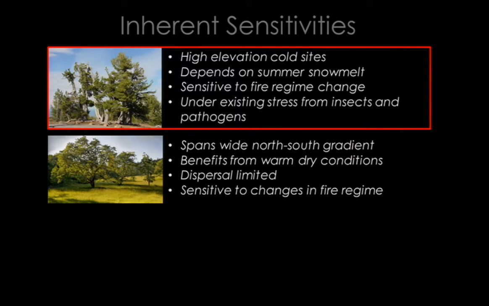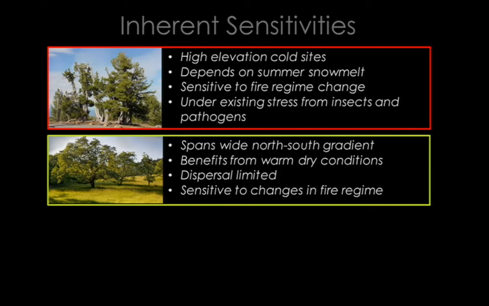Oregon white oak has a fairly wide geographic distribution, north to south. So that's helpful because it's already adapted to a range of temperature conditions. It actually benefits from warm, dry conditions, and so historically in this region, when the climate has been warmer or drier, that species has done better. However, it is very dispersal limited, and it is also sensitive to changes in fire regime as well. So that one gets kind of a yellow-green color, sort of moderately sensitive.